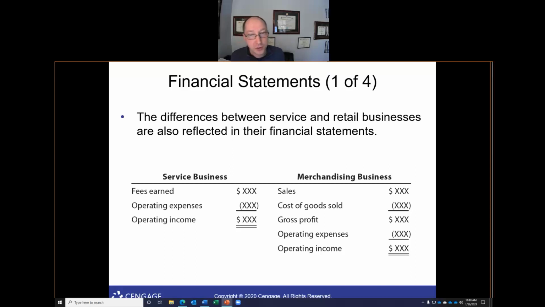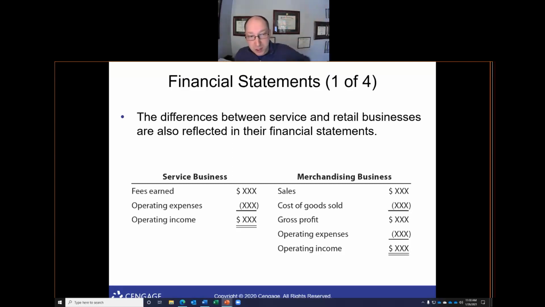Let's talk about the financial statements. On the income statement, you all remember the income statement. At the very top of the income statement, you have your sales, your revenue, right? Then you have cost of goods sold, which equals gross profit, minus operating expenses, equals operating income or net income. So at the very top, you have your revenue.